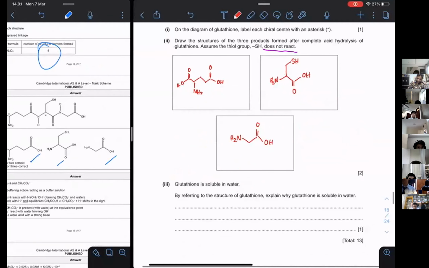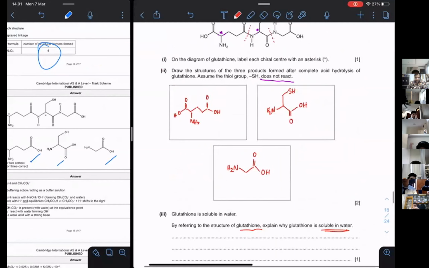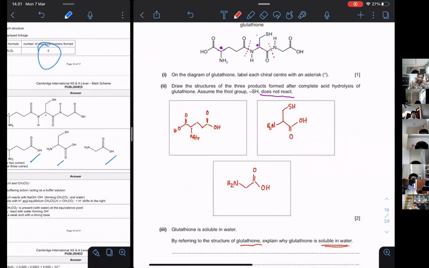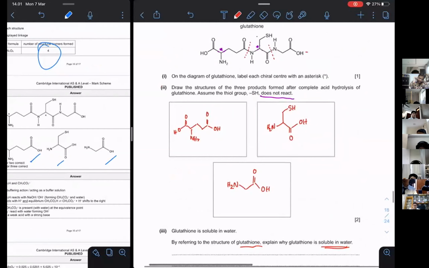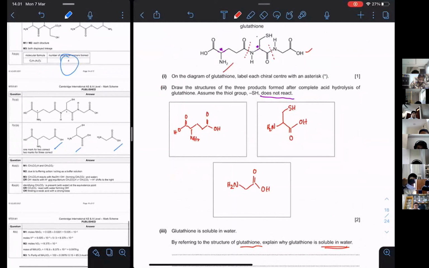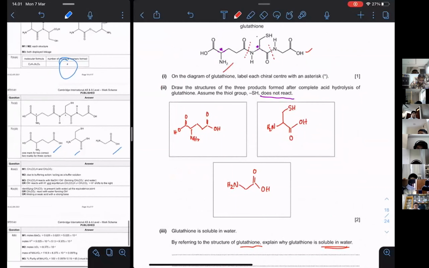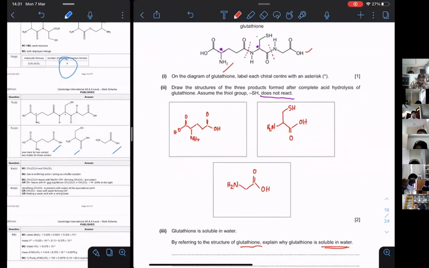By referring to this structure, explain why it is soluble in water. When something is soluble in water, it means it can form hydrogen bonding with water molecules. You can see the groups that can form hydrogen bonding with water: carboxylic acid can form hydrogen bonding, NH2 can form hydrogen bonding. So you can see here, identifying here, part 3.